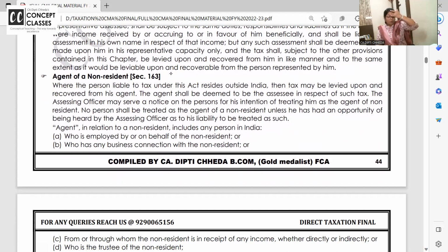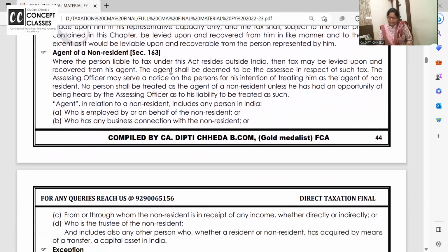One or two important problems I have missed for that royalty and all. So just check all the problems after this. पहले ही complete कर लेते हैं. So we know that in case of non-resident, we can recover the tax from agent.